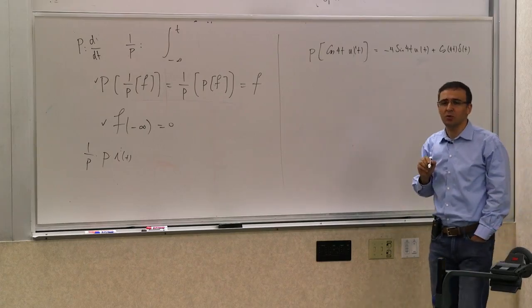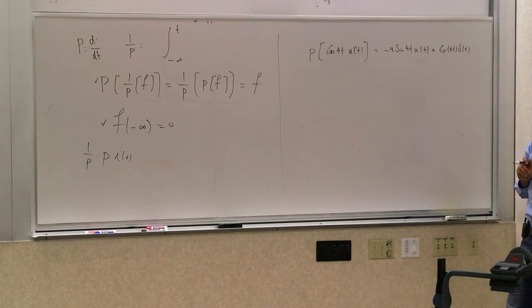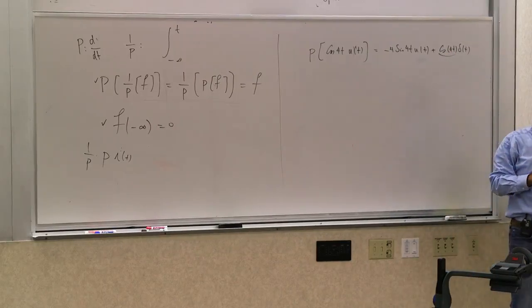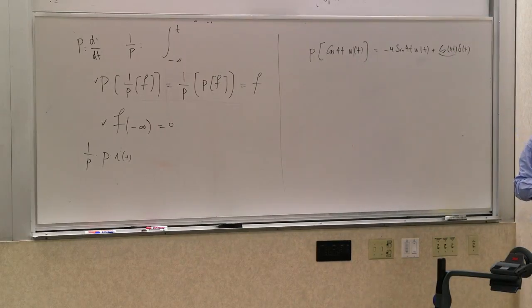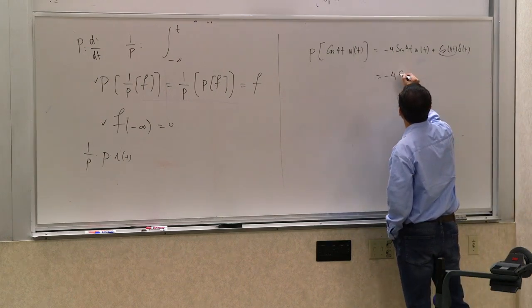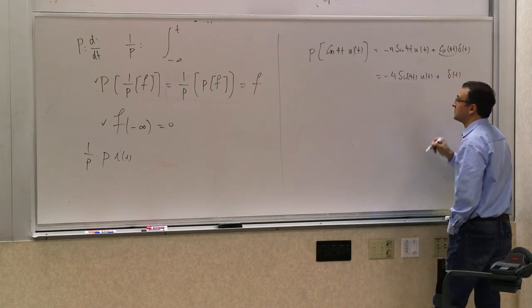Can you simplify this a little bit more? Can we simplify the second term? What is the second term? Do I care about the value of this function at any other time other than t equals 0? No. So what is this value at t equals 0? 1. So this is identically equal to negative 4 sine of 4t u of t plus delta of t.